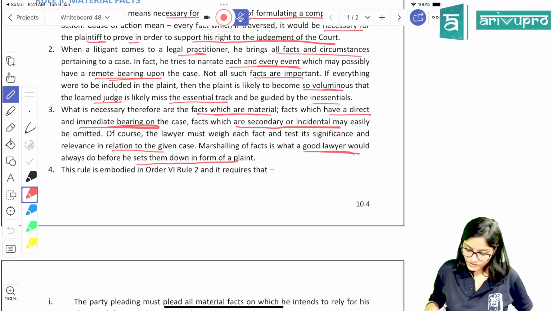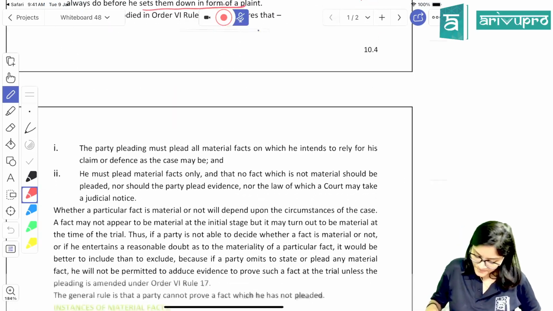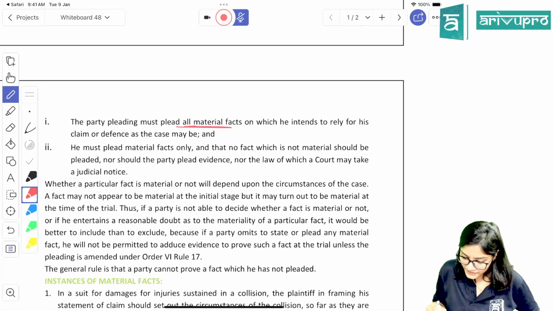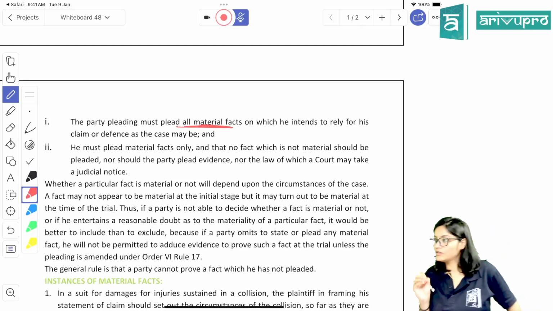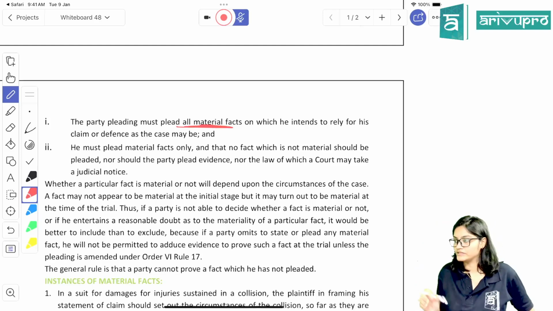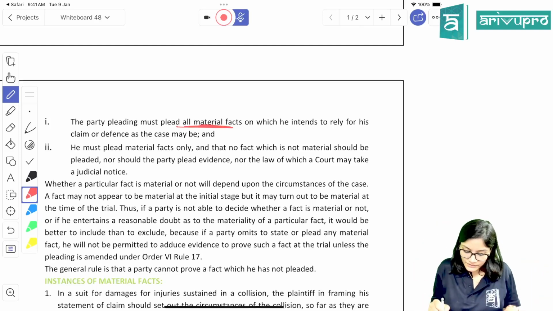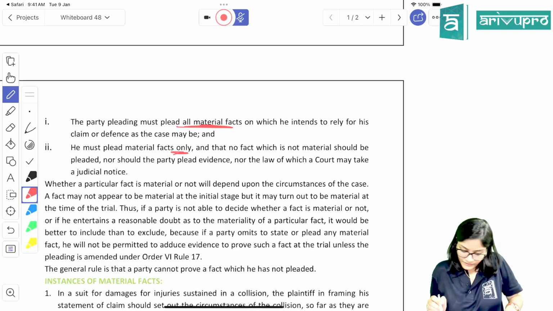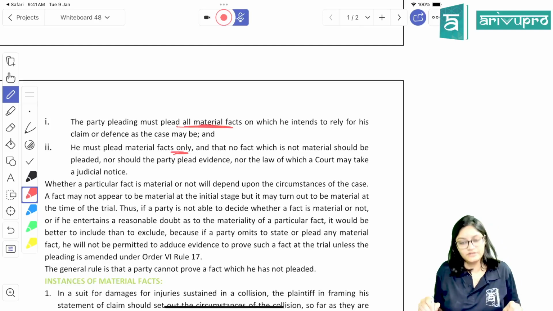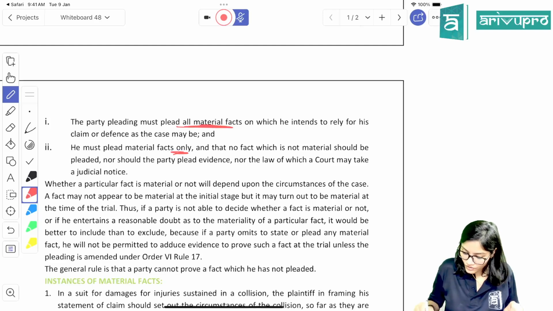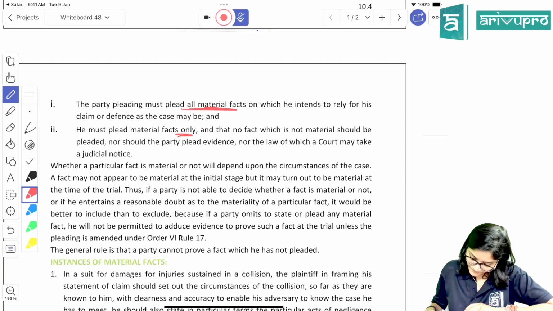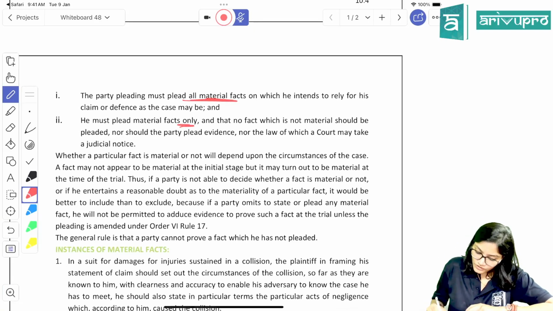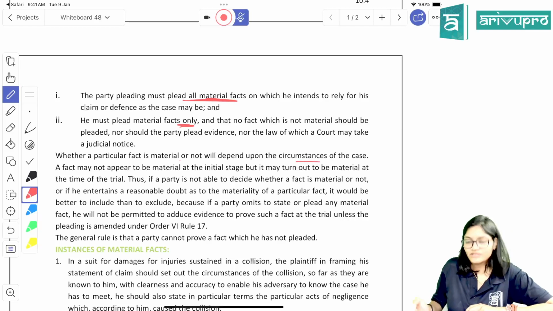This rule is embodied in Order 6, Rule 2, and it requires that the party pleading must plead all the material facts on which he intends to rely for his claim or defense. You have to mention all the material facts on which you rely for the claim or defense, because both the parties file. He must plead material facts only, and no fact which is not material should be pleaded. Nor should the party plead evidence, nor the law of which a court may take judicial notice. We have already seen you don't have to plead the evidence or the law. The court will infer the law. Whether a particular fact is material or not depends on case to case, right?